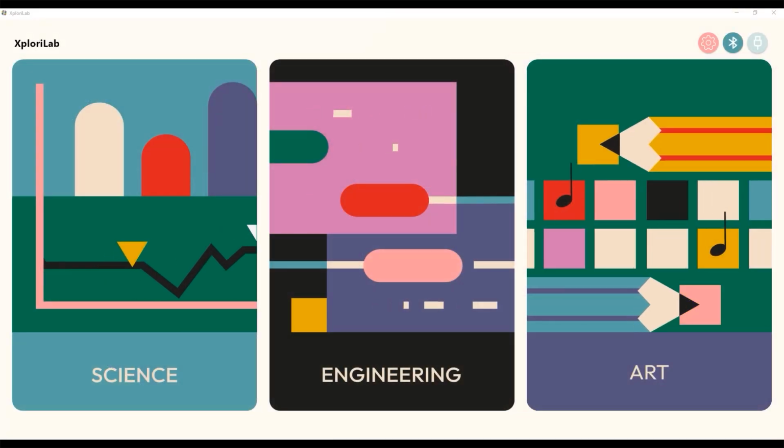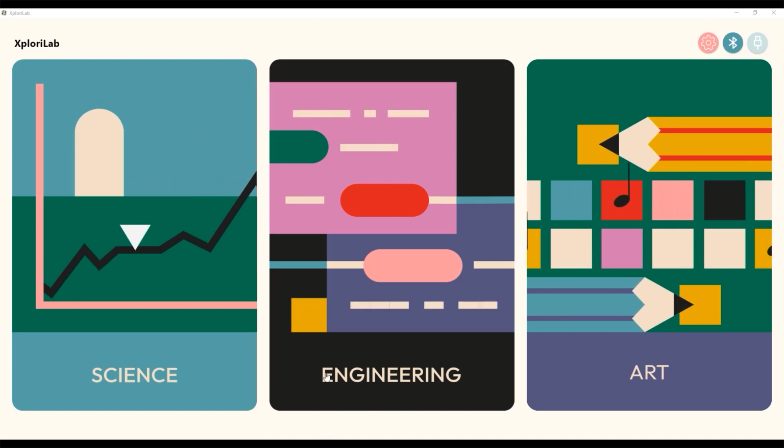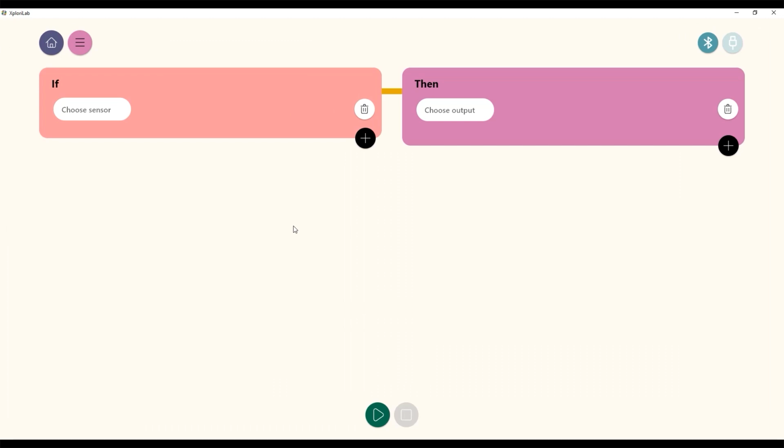In this video, I'm going to go over the basic use of the Control Module within XploriLab. The basics that you need to know is in the Control Module, you are setting up simple if-then conditions. Make sure you have an Explorers connected to your device before starting to use this environment.